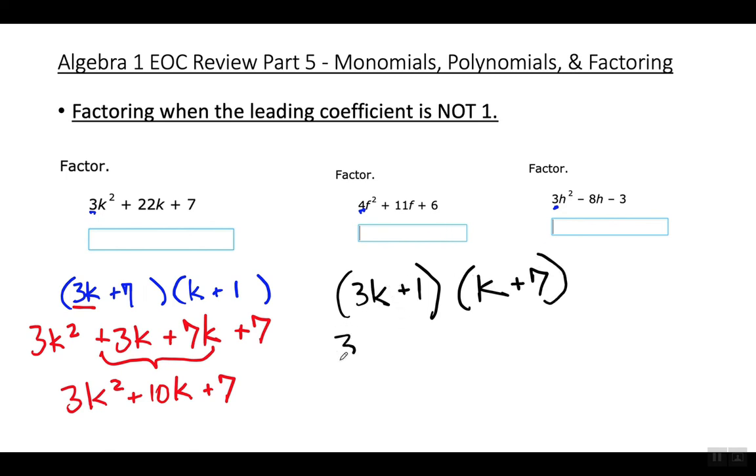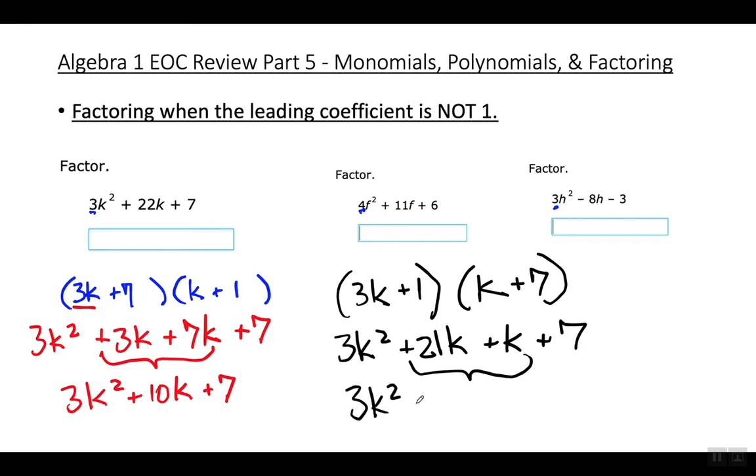3k times k is 3k squared. 3k times 7 is 21k. 1 times k is k. And 1 times 7 is 7. Now it works. Because now, ahora sí trabaja. When I add that, I'm going to get 3k squared plus 22k plus 7.